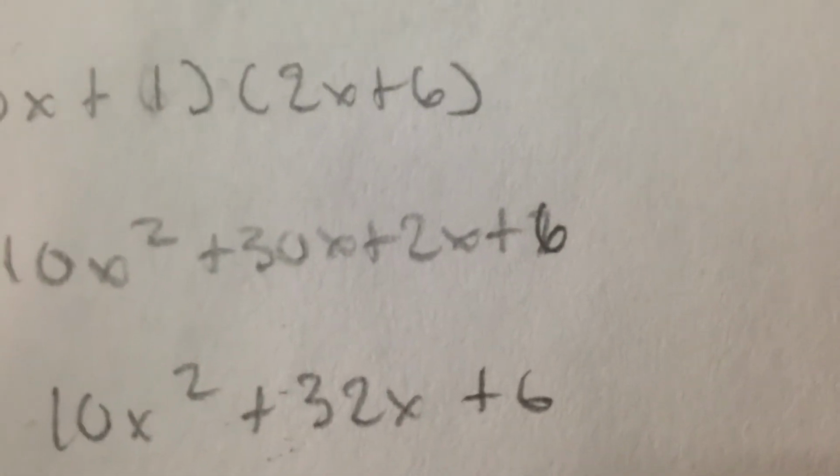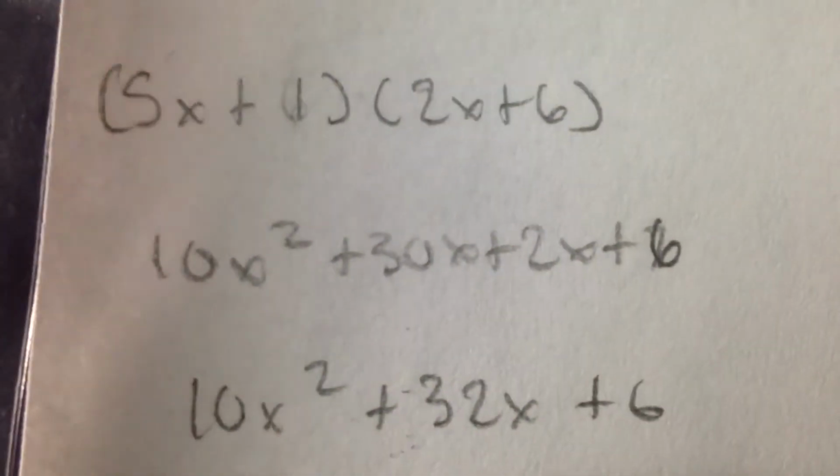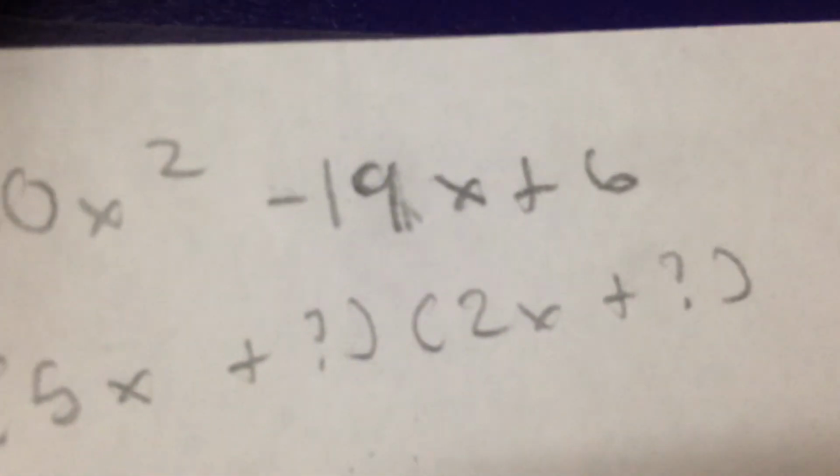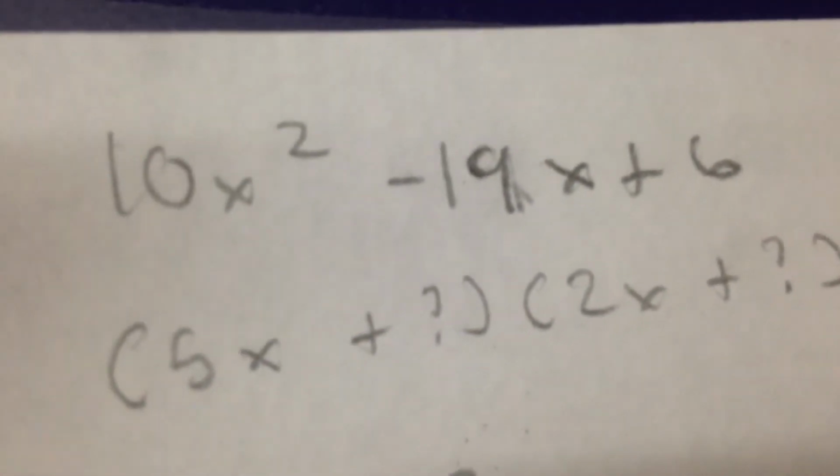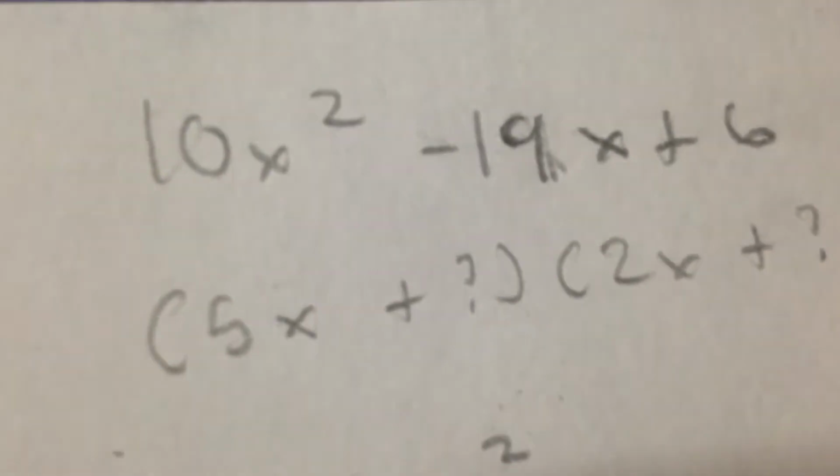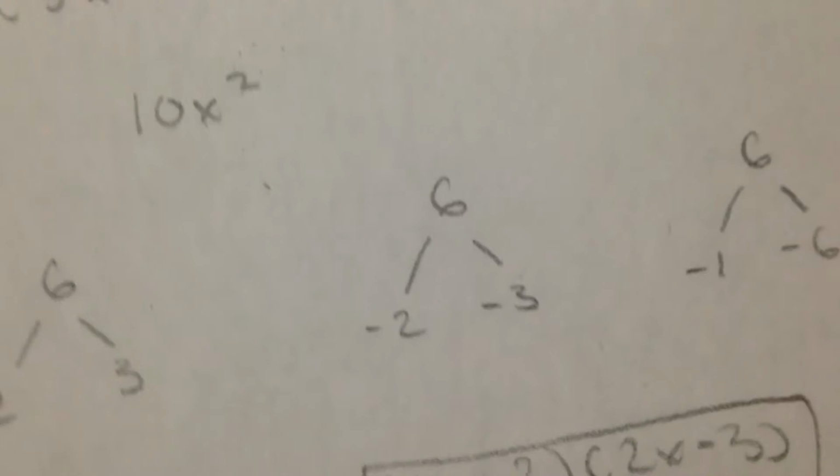Because we need to remember that 1 and 6 will multiply to the third number, but to get the second number, we also add those two numbers together, so it will not work.